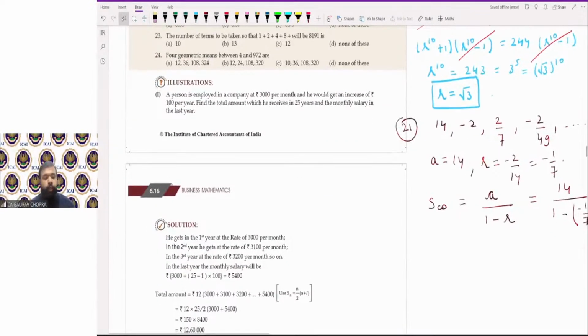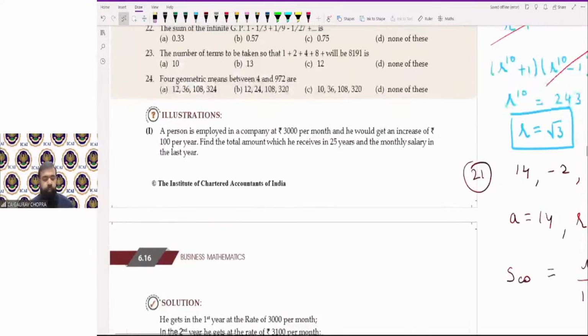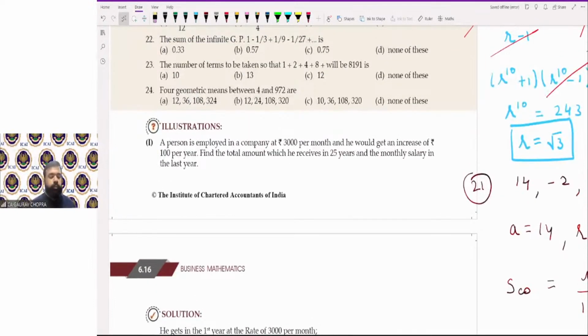Then let's try 24th also. 4 geometric means between 4 and 972. So you have to insert 4 numbers, 4 geometric means. Now you have to try. कैसे आप इसको ट्राई करेंगे? क्या मेथड आपका रहेगा? फटाफट से चेक करके बता दें कौन सा ऑप्शन सही है.